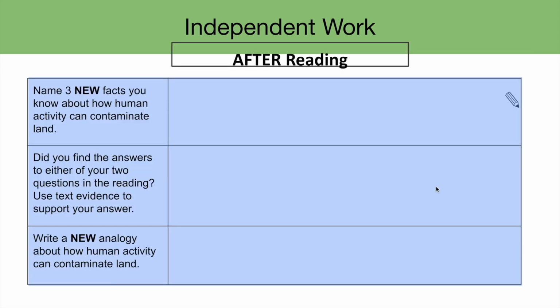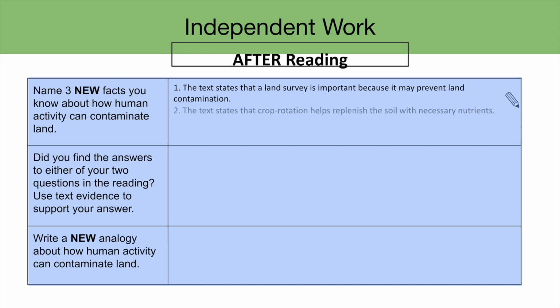After reading, right now I'm going to generate 3 new facts that I gained from my reading. First, the text states that a land survey is important because it may prevent land contamination. Second, the text states that crop rotation helps replenish the soil with necessary nutrients. And third, the text states that no-till farming helps prevent soil erosion by keeping it in place.